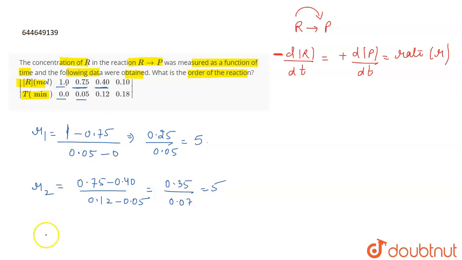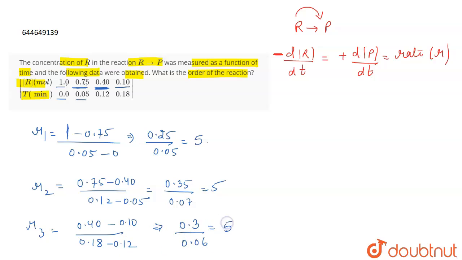Similarly, we can also calculate R3, which will be the change in concentration from 0.40 to 0.10. This will be 0.40 minus 0.10 divided by 0.18 minus 0.12. This will be equal to what? 0.3 divided by 0.06. So again, this will be equal to 5.